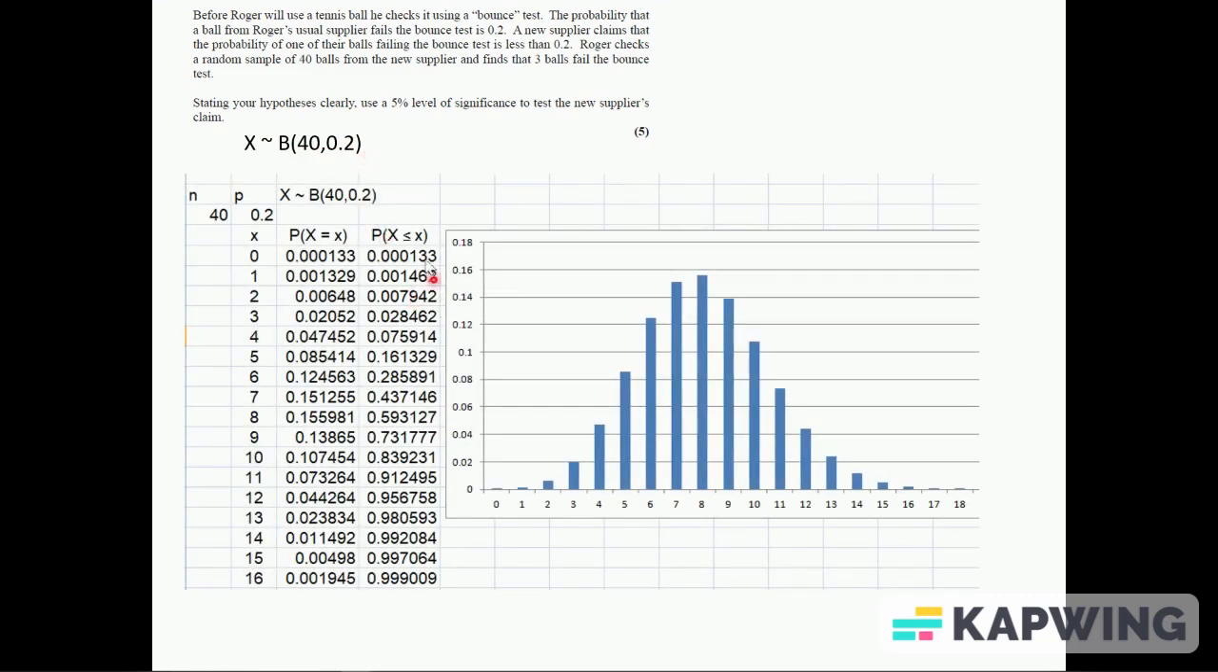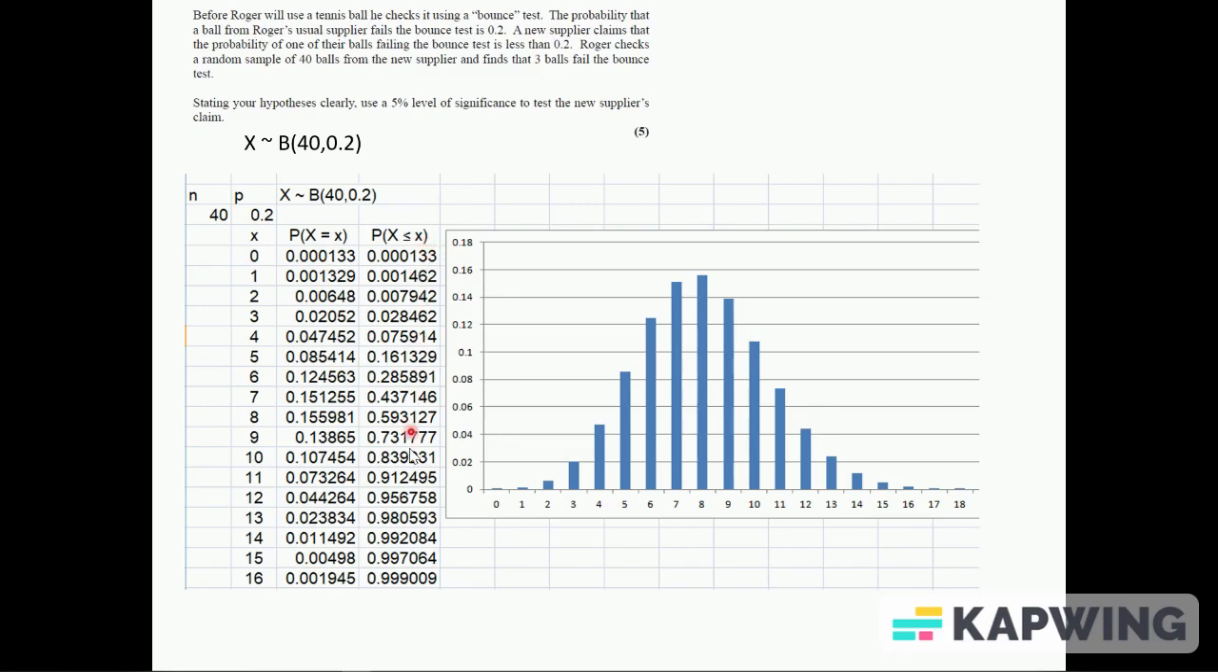Now I've got my spreadsheet up. I've got all the individual probabilities down here from 0 to 16. So if 20% of their balls fail, the probability that none of them fail the test is this. That's really 0.8 to the power of 40. Because if they all pass, the probability of each one passing is 0.8. So the probability that they all pass, that none fail, is 0.8 to the power of 40.